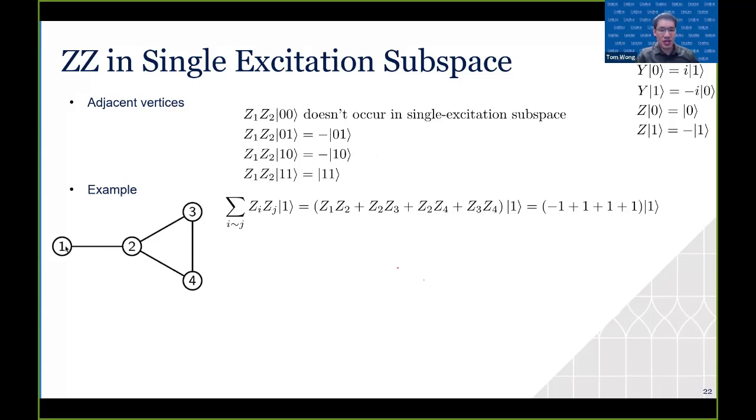And so in this example, let's see how this acts where the excitation is at vertex 1. So remember, ZZ, we're summing over all pairs of adjacent vertices.